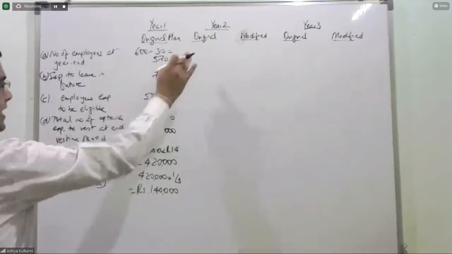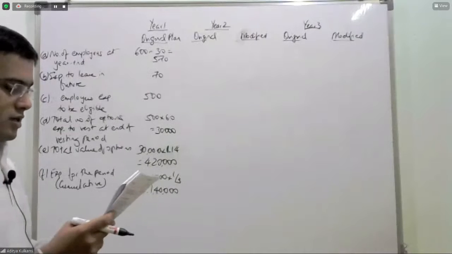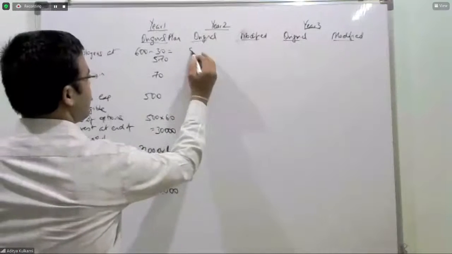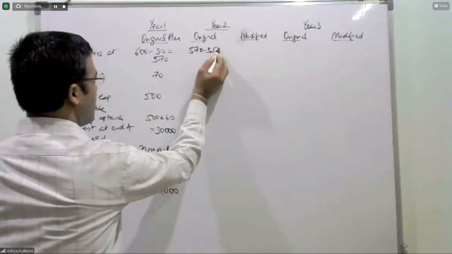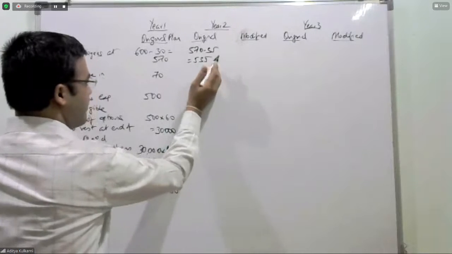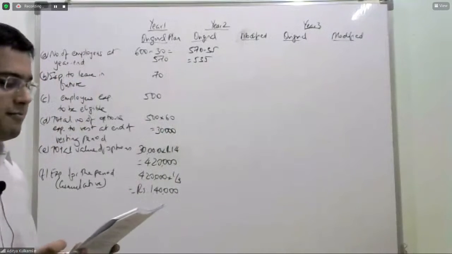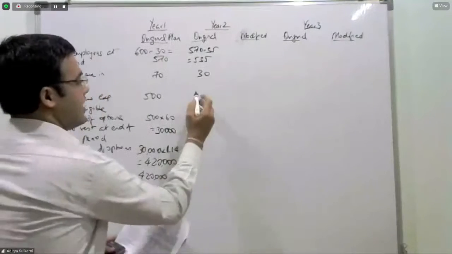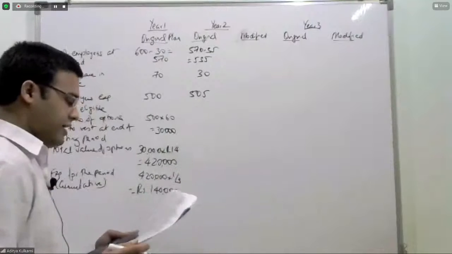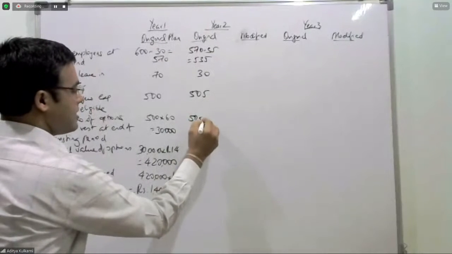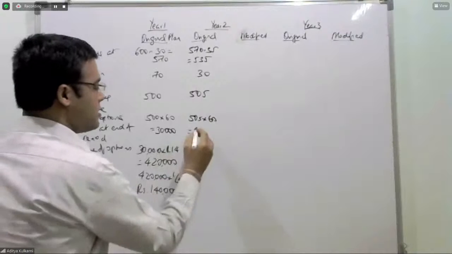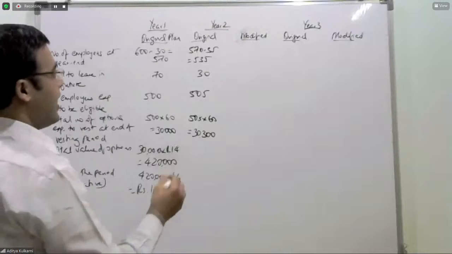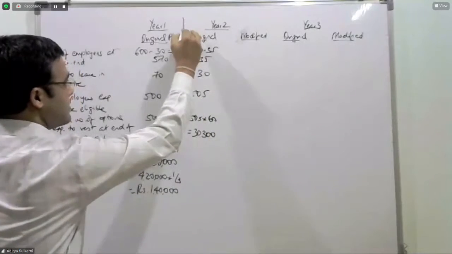Now let us come again to the original plan. In the original plan, year 2, how many employees have left? 35. So you had 570, and from there 35 have left, so you have 535 employees. Employees expected to leave is 30. So 535 minus 30, 505. So the number of options likely to vest is 505 into 60. That is 30,300.